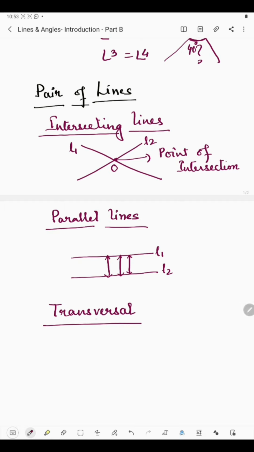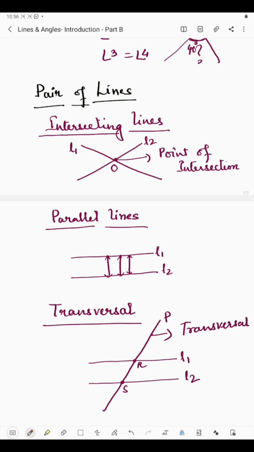Now what is a transversal line? Suppose we have two lines and one line cuts these two lines at two different points. At two distinct points it cuts the lines. Suppose these are L1 and L2, and suppose this is line P. So this line P cuts L1 and L2 at two different points, say R and S. So this is called a transversal line.